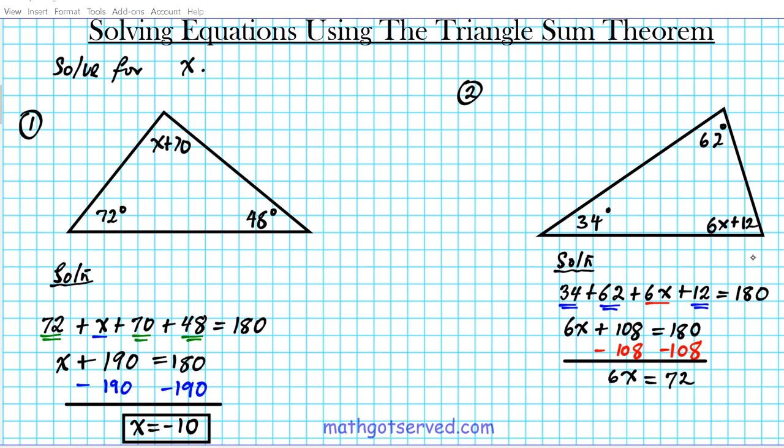And if we divide both sides by 6, we're dividing because the relationship between x and 6 is multiplication, right? So divide both sides by 6, and that will result in the isolation of x. 6 goes into 7 once, 6 goes into 12 two times. So the answer to number 2 is x equals 12.